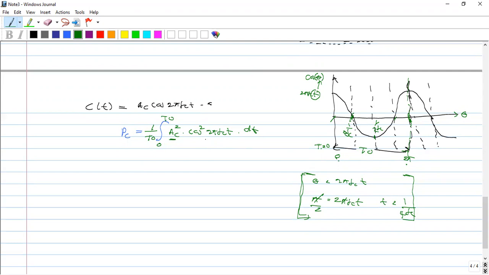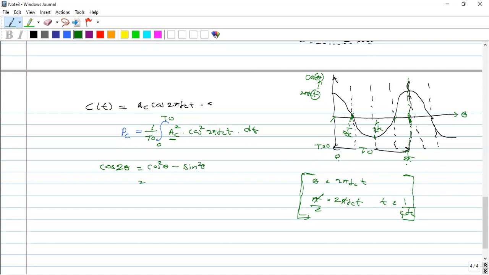Okay, to integrate this easily, we can remove this square. We have this trigonometric identity: cos 2t is equal to cos square t minus sin square t.